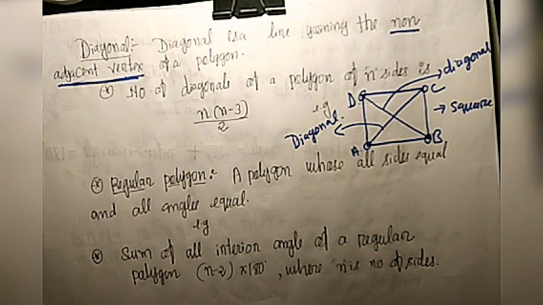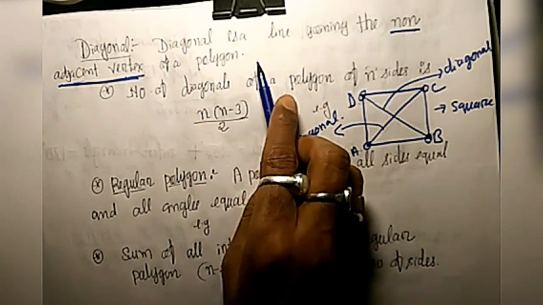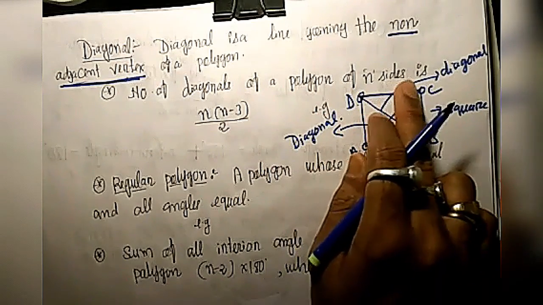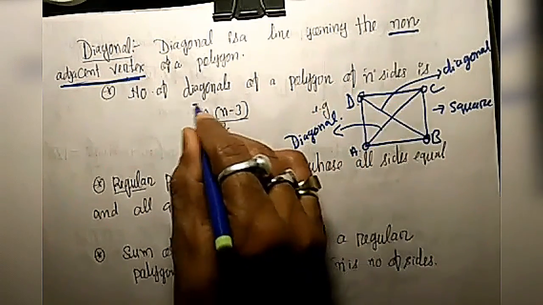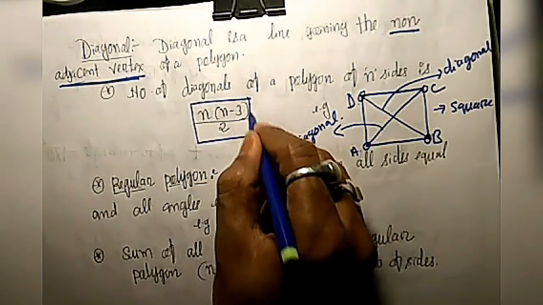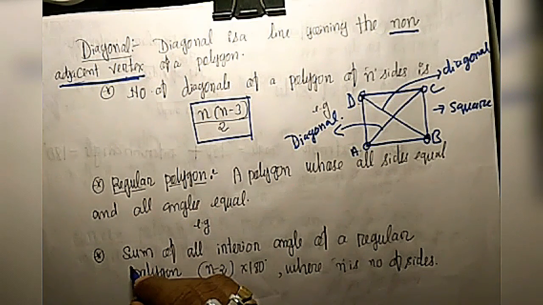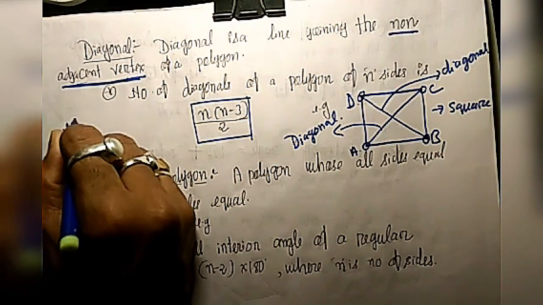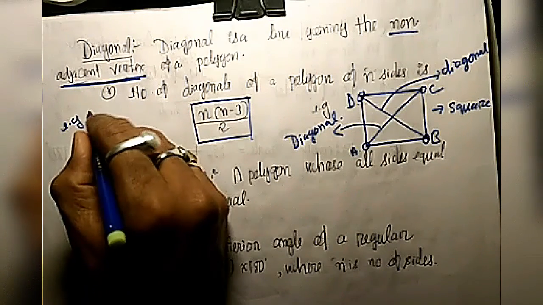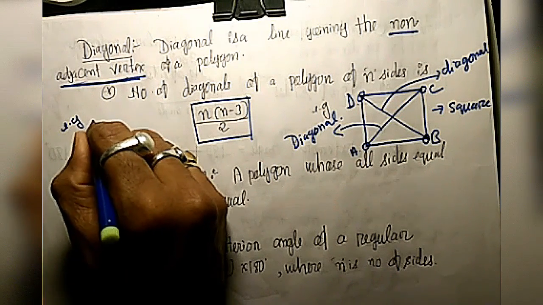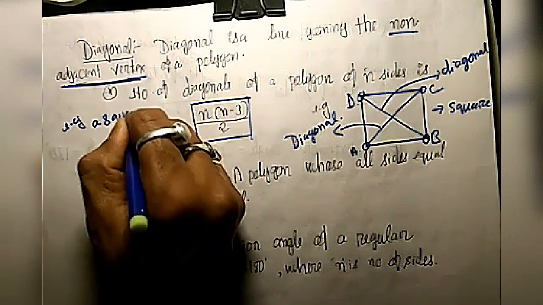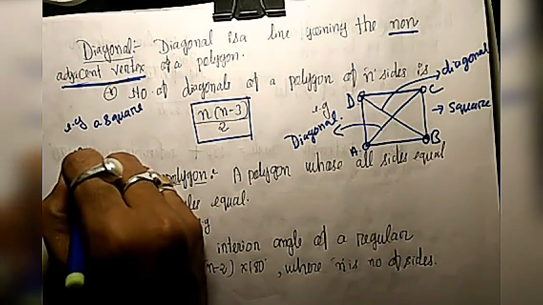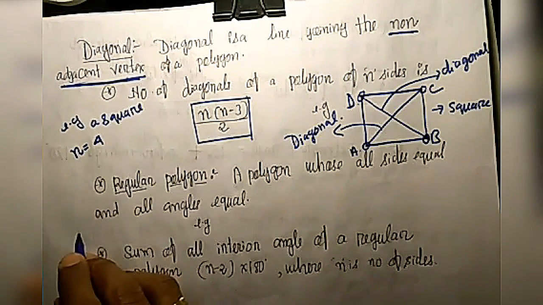So this is the formula for the number of diagonals of a polygon of n sides. N sides means the number of sides is n. So what is the formula? n into n minus 3, divided by 2. This formula gives the number of diagonals. So for example, a square. We know that a square has 4 sides. So n equals 4.